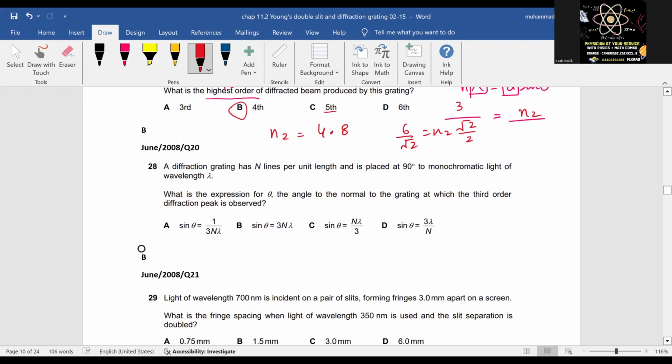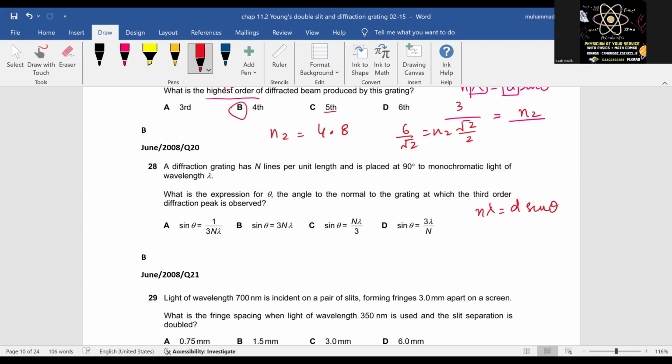A diffraction grating has n lines per unit length and is placed at 90 degrees to the monochromatic light of wavelength lambda. What is the expression for theta, the angle to the normal to the grating at which the third order diffraction peak is observed? So n lambda equals d sine theta. This is what you have to use, right? Now, what is the expression?